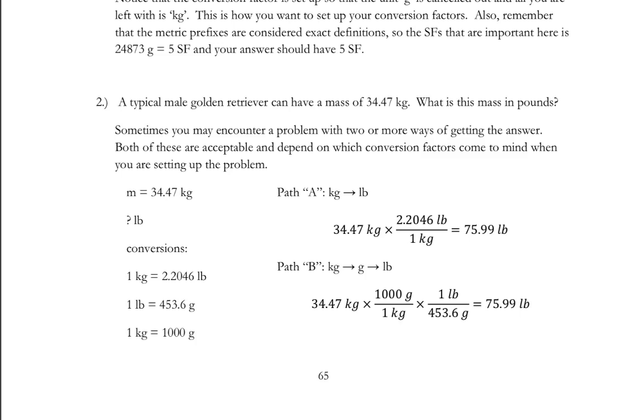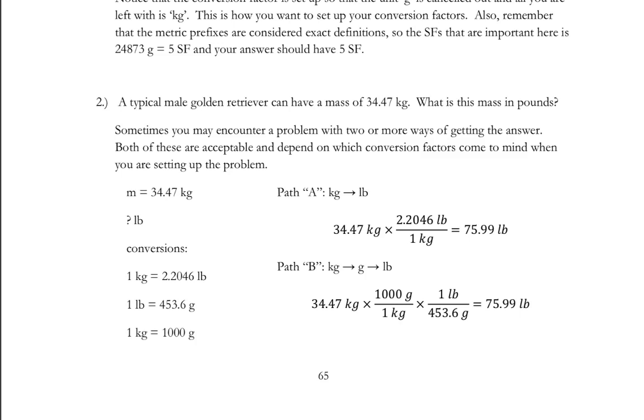If we are using perhaps the conversion, 1 kilogram is 1,000 grams and 453.6 grams is a pound, then we would have 2 conversions. And what we do is we just set up all the conversions we need such that we're going from unit to unit to unit in a logical manner.